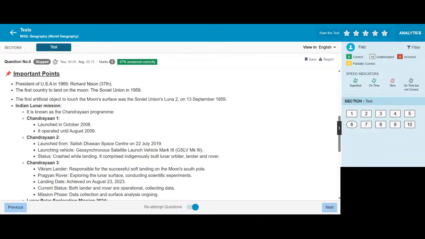The first artificial object to touch the moon's surface was Soviet Union's Luna 2 in 1959. First country to land on the moon, Soviet Union, 1959.